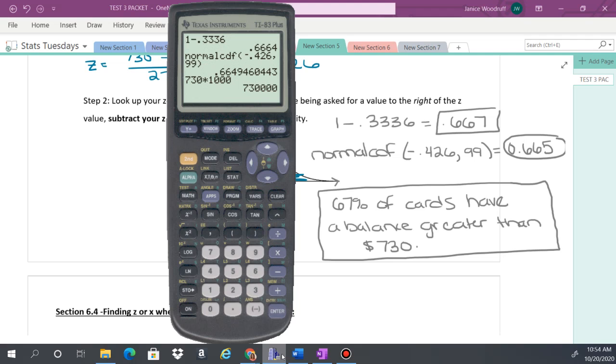Okay, at any given time, if 67% of them have a balance greater than $730, then 67% of this means that at any given time they have about $500,000 in liability on people's credit cards. That's why interest rates on credit cards are so high.